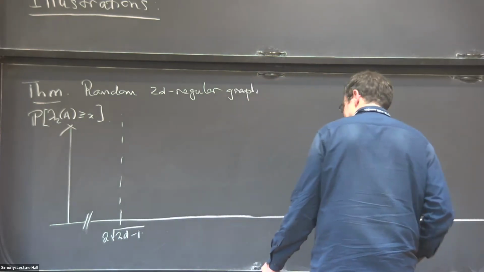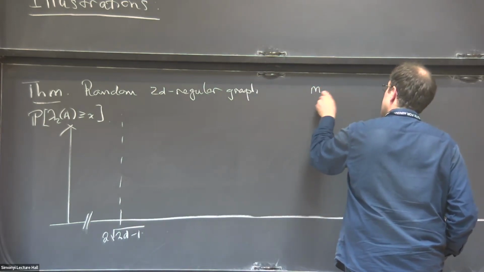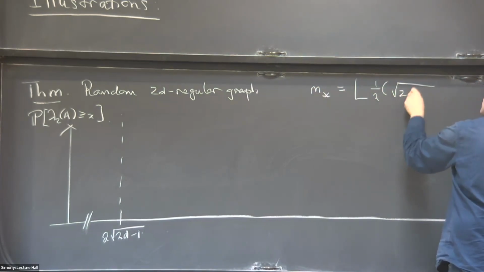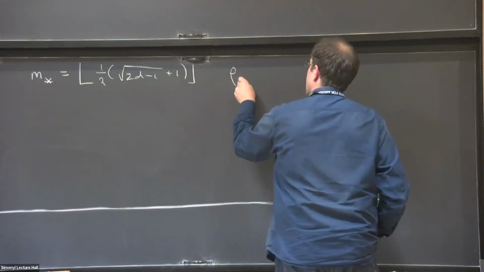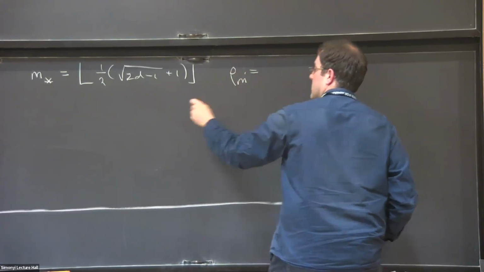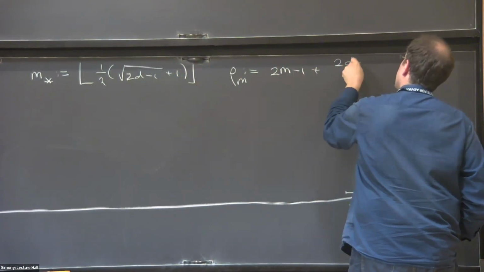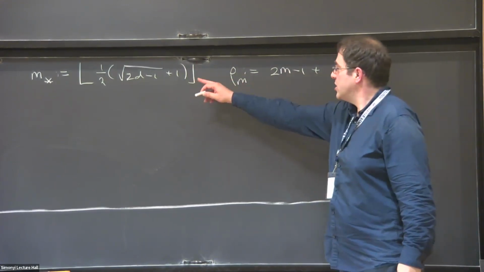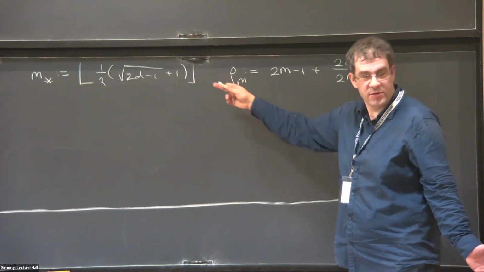It turns out there's a kind of remarkable picture that happens here. I need some definitions. There's going to be an integer, which doesn't really matter for our purposes, and some other numbers, rho m. The definition is rho m equals 2m minus 1 plus 2d minus 1, over 2m. And this m star is just the smallest integer such that rho m is greater or equal than 2 square root 2d minus 1.